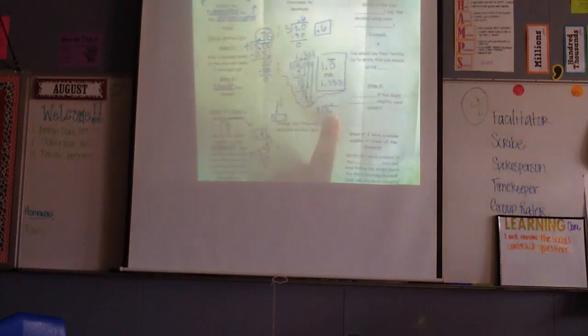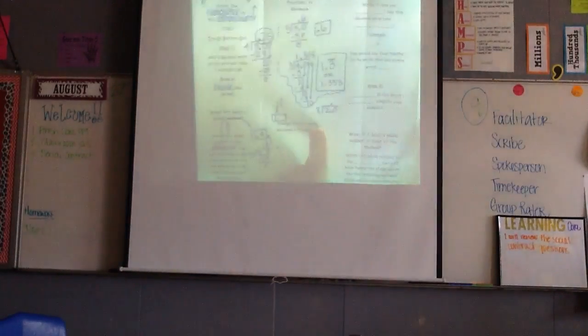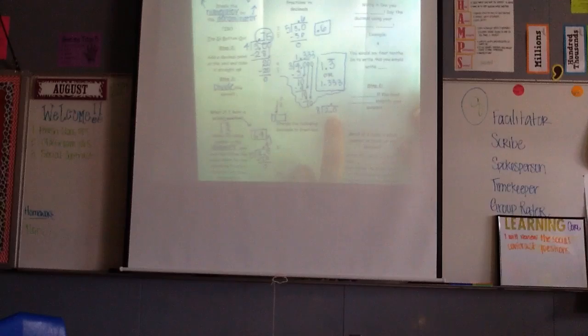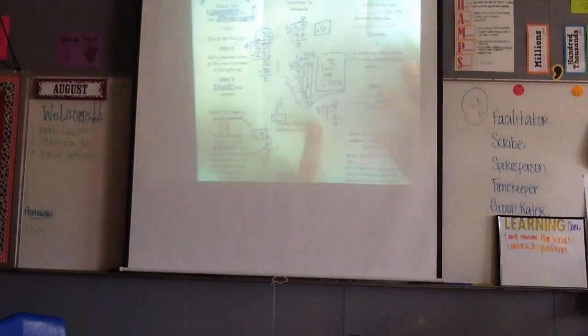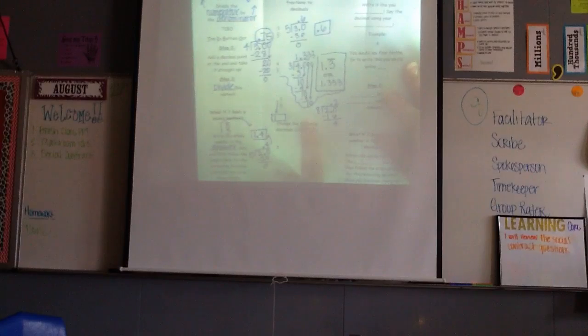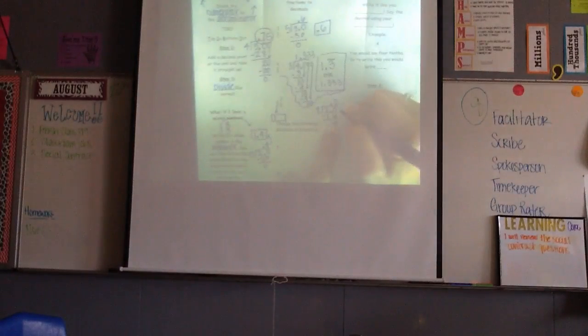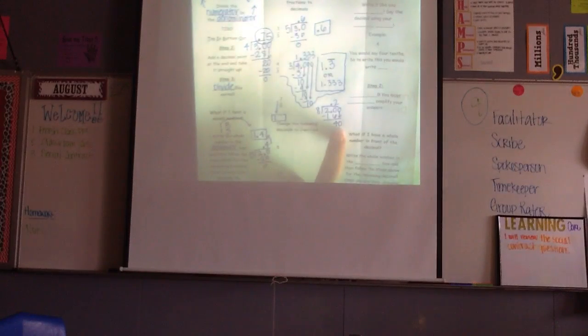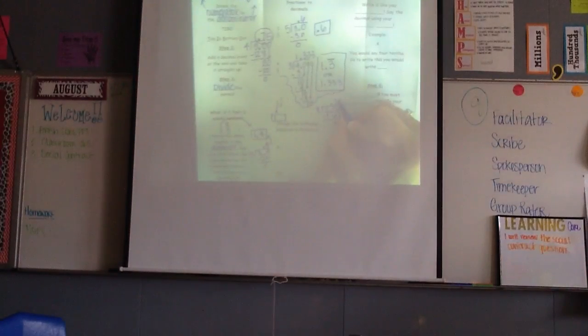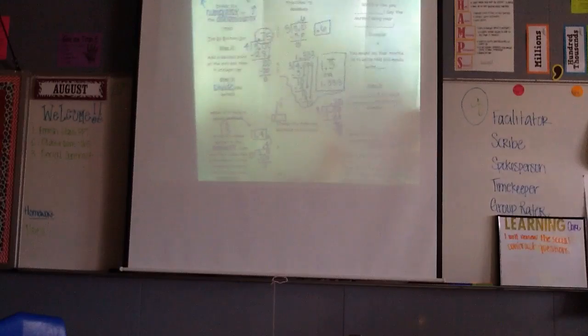Well, 8 won't go into 2, so let's add a 0. 8 will go into 20 how many times without going over? 2. 2 times 8 is 16. 20 minus 16 is 4. All right, I got a remainder, so I got to keep going. 8 will go into 4. So let's add a 0, bring it down. 8 will go into 40 how many times without going over? 5. 5 times 8 is 40. And 40 minus 40 is 0.